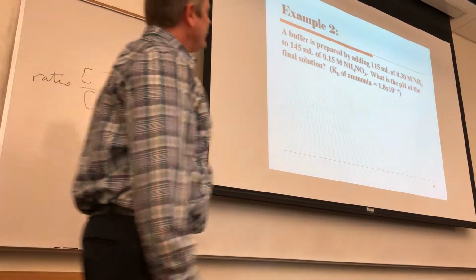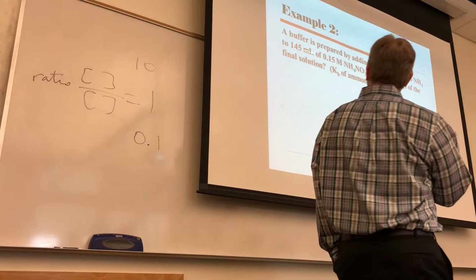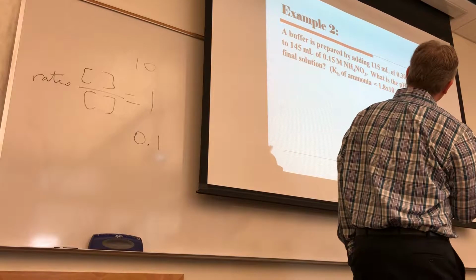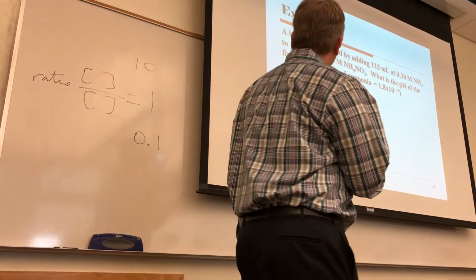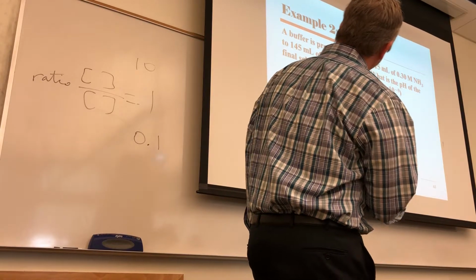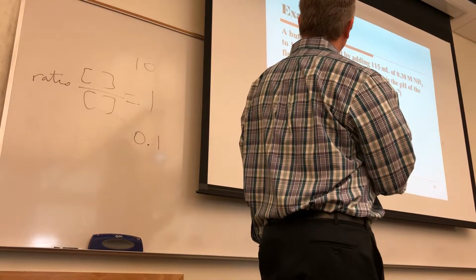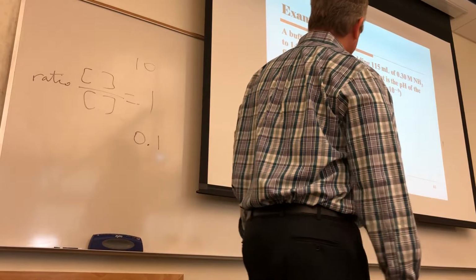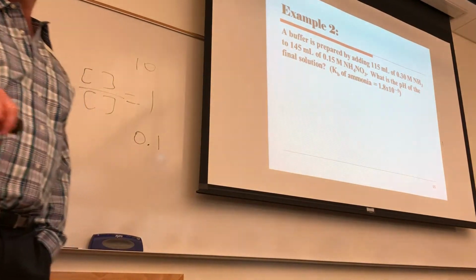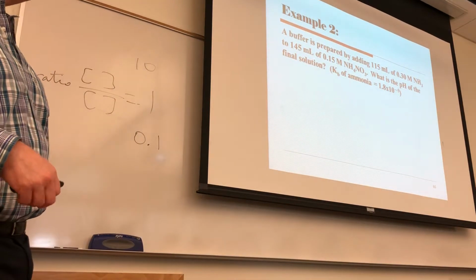Okay, let's go to a little bit more challenging problem. So a buffer is prepared by adding 115 mils of a 0.3 molar ammonia to 145 mils of a 0.15 molar ammonium nitrate. What is the pH of the final solution here? It's kind of the same thing, actually. What's different, though? It's just a base. It's a base. That's why I have Kb.